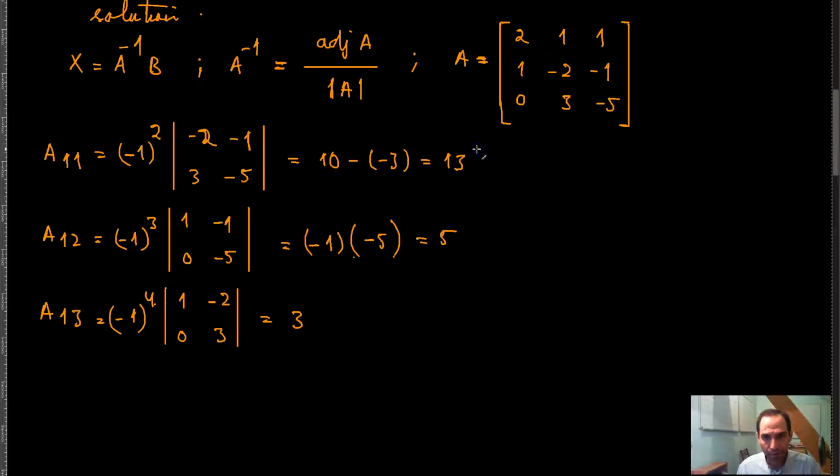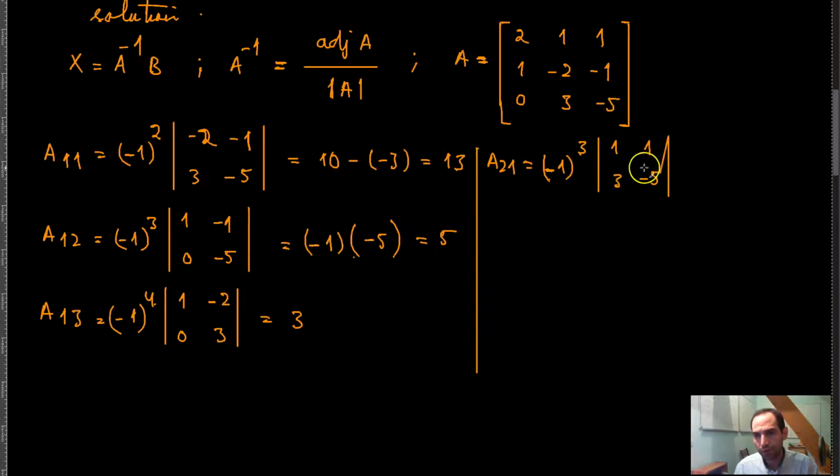Now A of 2, 1 is equal to negative 1 raised to the power 2 plus 1, which is 3, times this determinant. Delete this column, delete this row: 1, 1, 3, negative 5. And so you have negative 1 raised to the third power, which is negative 1, times negative 5 minus 3. Negative 5 minus 3 is negative 8, times negative 1 is 8.